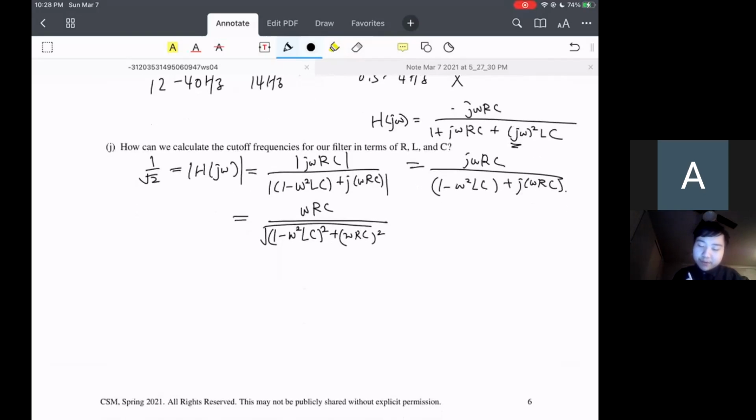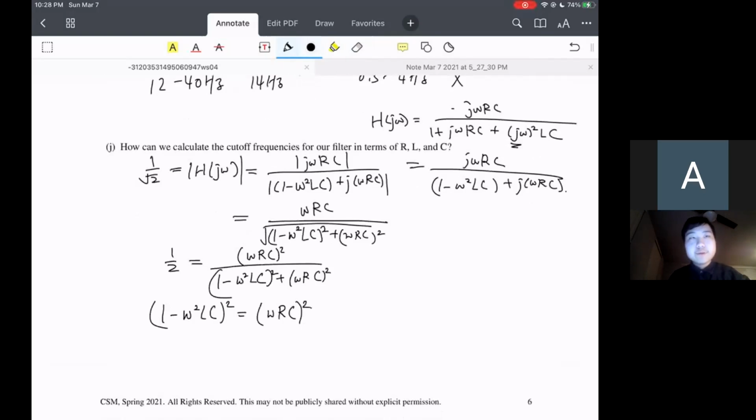If we take the square of both sides, we see that this is equivalent to saying that 1/2 is equal to omega squared R omega RC squared over 1 minus omega squared LC squared plus omega RC squared. And so this is equivalent to saying 1 minus omega squared LC squared is equal to omega RC squared.